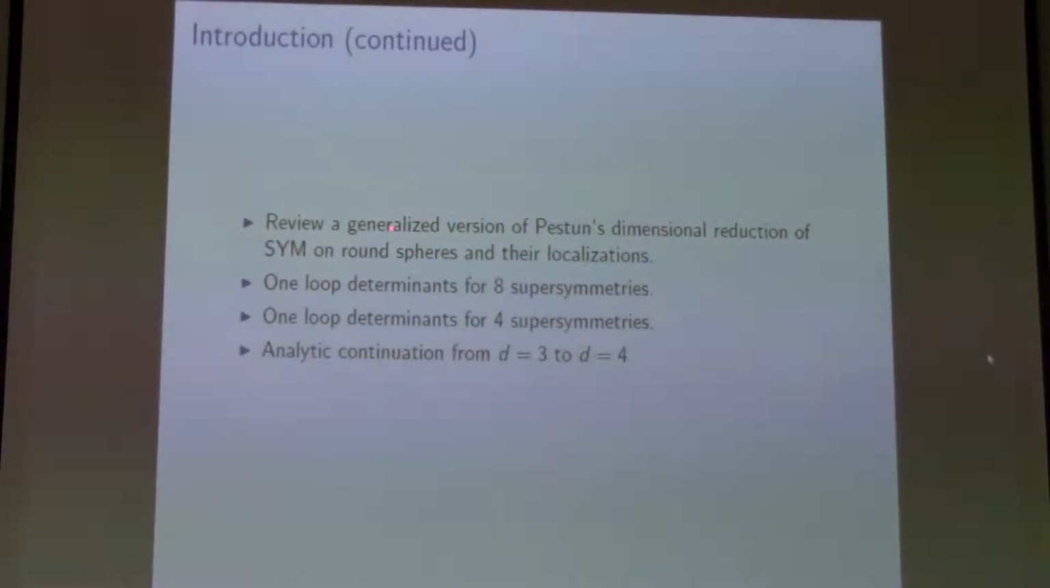So it would be for super-Yang-Mills on round spheres and their localizations. In this section, I'll tell you why I can't go above 7 dimensions. Then I'll talk about computing one-loop determinants when there are 8 supersymmetries. And then I'll talk a little bit about how to do one-loop determinants for 4 supersymmetries.